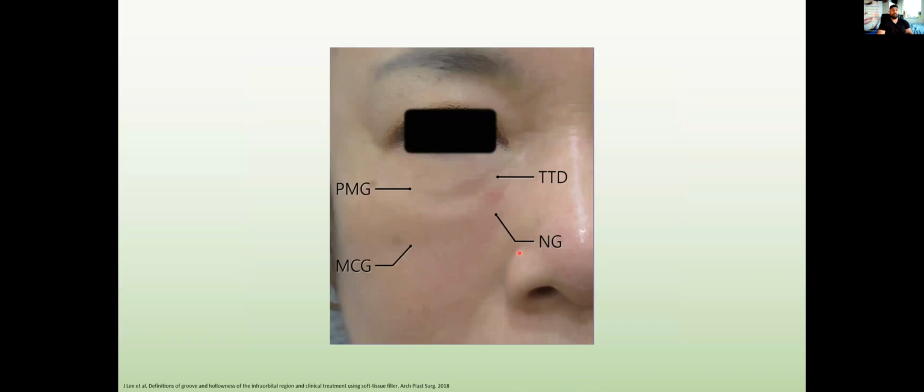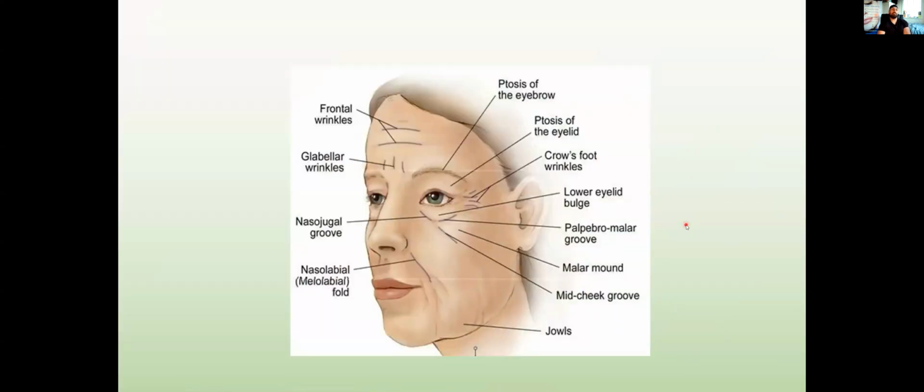Just as I said, a couple of images, just so we can get the terminology right. So here is your TTD, which is known as your tear trough deformity. Remember, it starts at the medial canthus over here, and then it will work its way laterally. And then as it passes the mid-pupillary line, we're going to have your palpebral malar groove. This is your nasojugular groove, and over here is your mid-cheek groove. Okay, so it's very important that we get our terminology right before injecting.